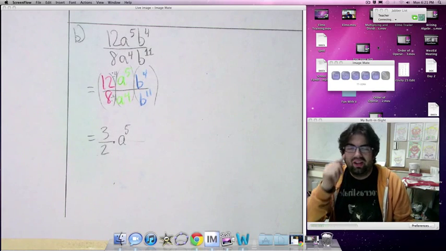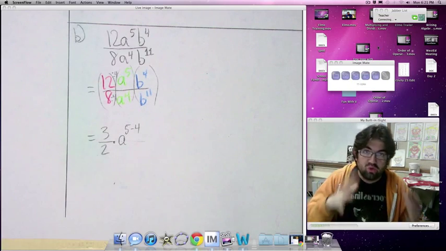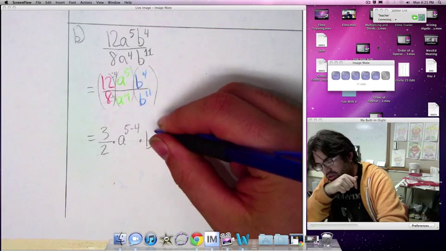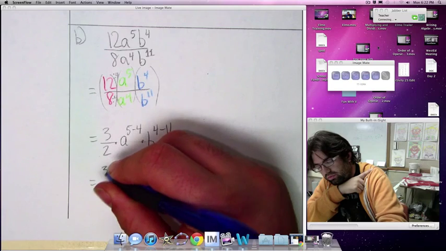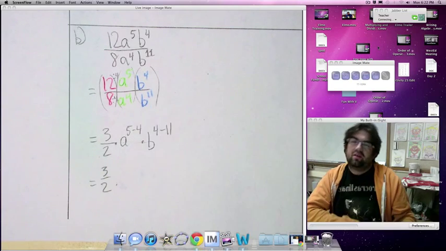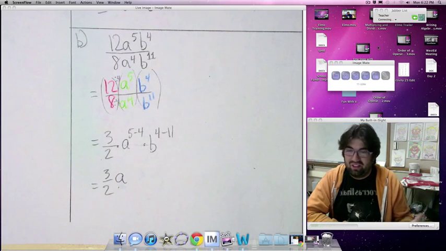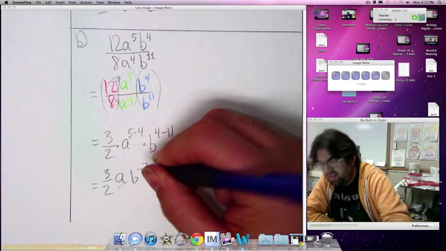Don't plus 4. It's a to the 5th minus 4. Come on, guys. We're dividing, so we subtract the exponents. Times b to the 4 minus 11. See, 5 minus 4 is 1. I'm just going to put a. You don't need to put 1 right there. It's a. b to the negative 7.